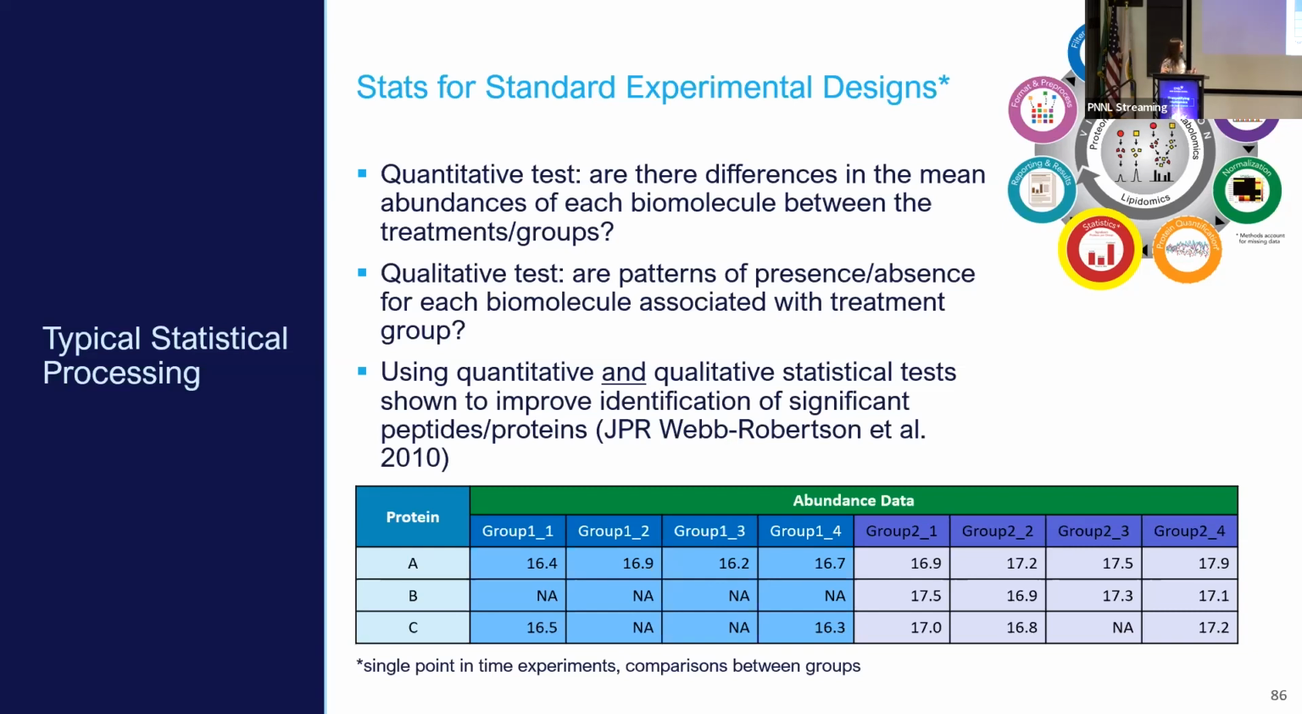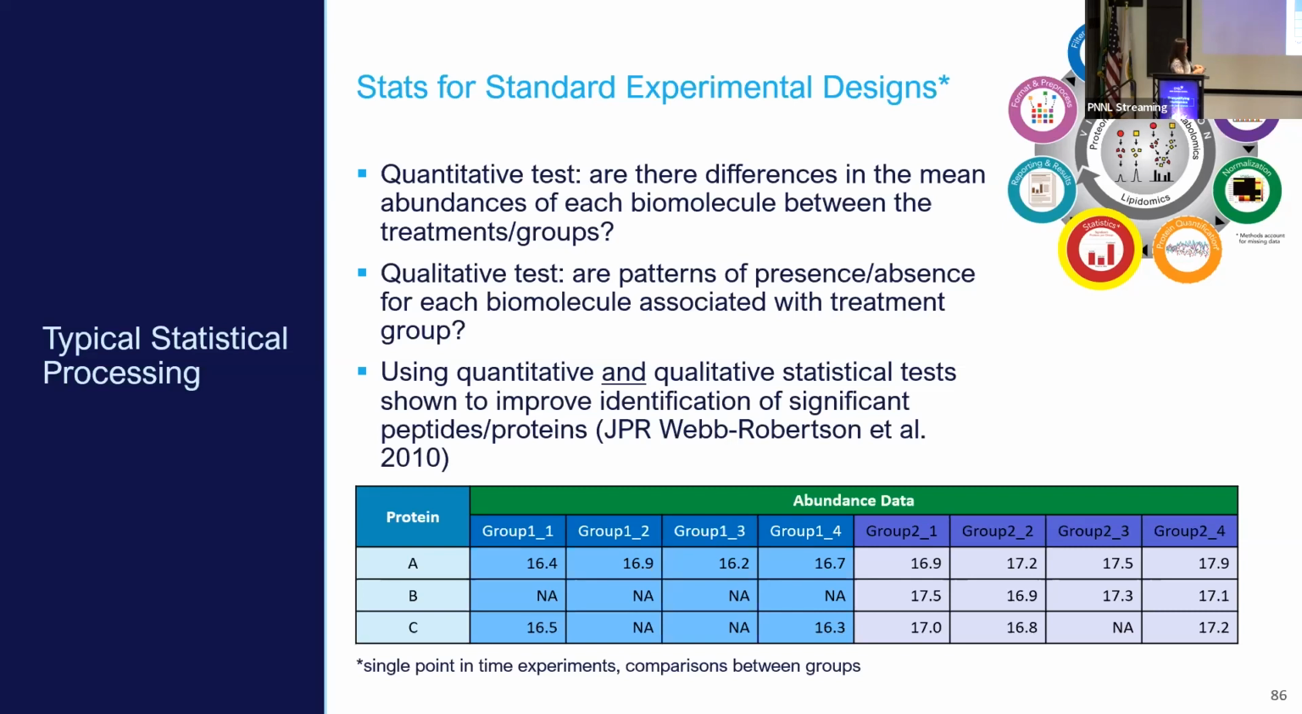What we like to do, especially for proteomics, where we have 40% or more missing values, is both a quantitative and a qualitative test. That quantitative test is going to tell us, are there differences in the average abundance of each protein between our treatment groups? And that can be done with an ANOVA or a t-test if you have two groups. And then we will also do a qualitative test, or a presence-absence test, where we can see if there are differences between just the presence or an absence of a biomolecule between groups.